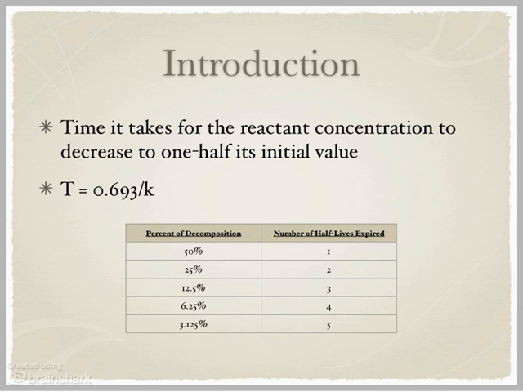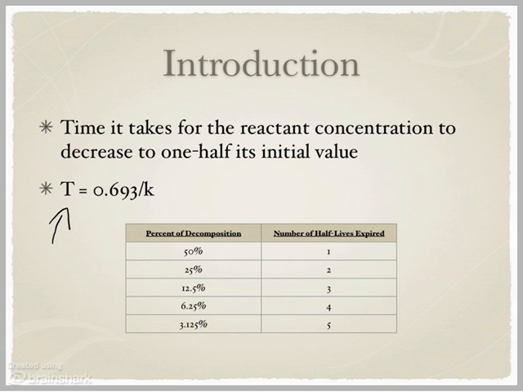Now, in order to be able to figure something like this out, we use the equation of time equals 0.693 over the rate constant. So it seems like it's a relatively easy calculation. One thing that you do need to keep in mind though, and you'll be able to see this in some of the future problems that we're going to do, it's just the percent of decomposition you're dealing with and how many half-lives will expire during that time.